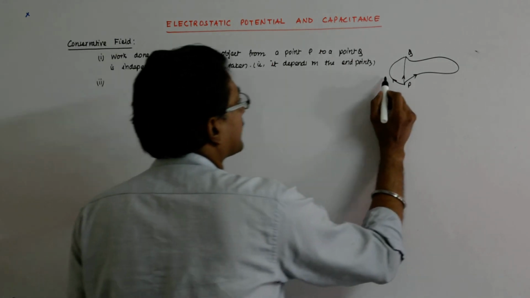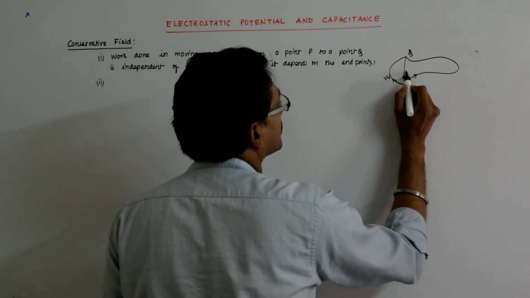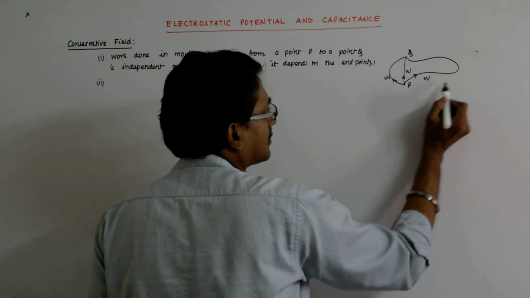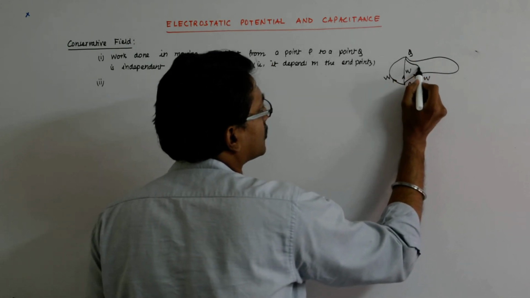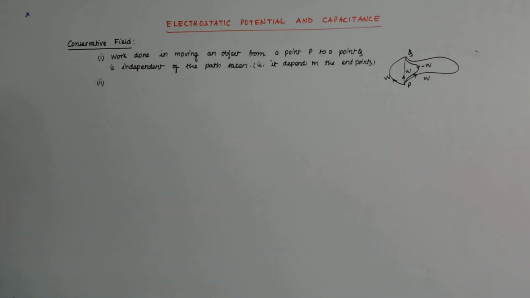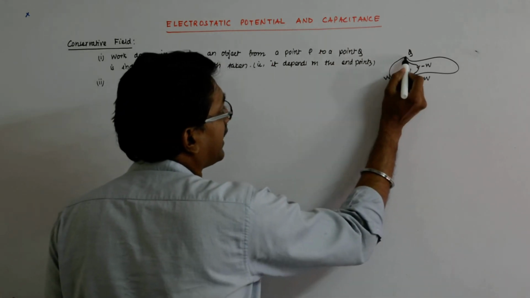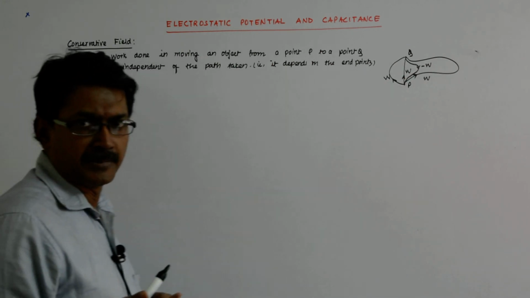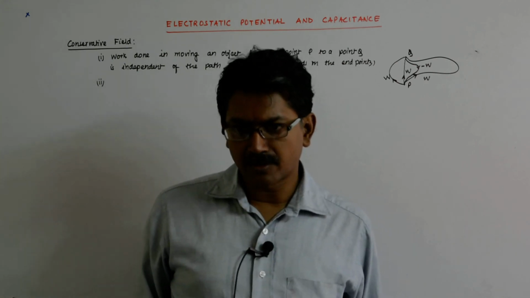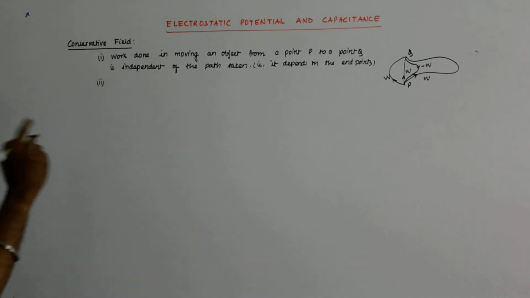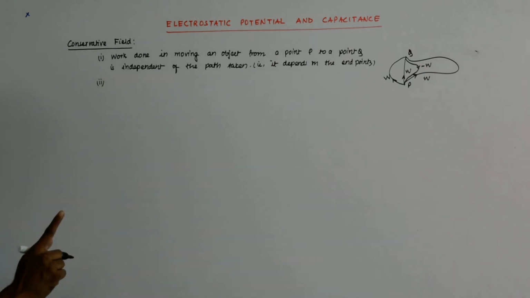Now if the work done in going from here to here is W, then in coming back on any of these routes or any other route, it will be minus W. So if I start from P and go to Q and come back to P, then while going I do the work W, while coming back I do the work minus W, the net work done is zero. So that is the second definition. That is the fallout of this.